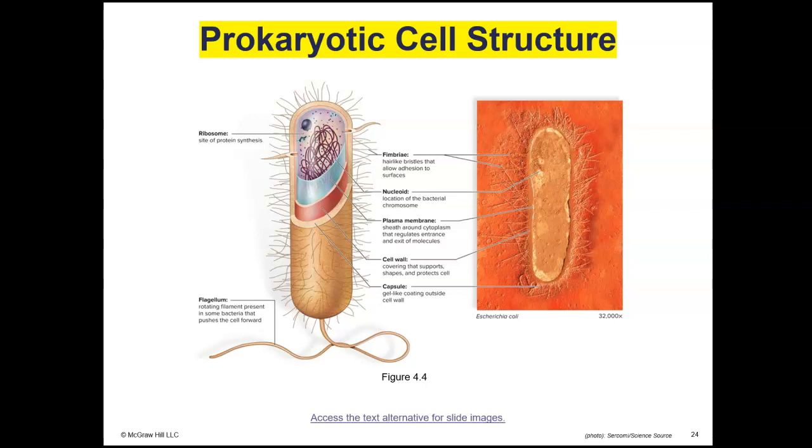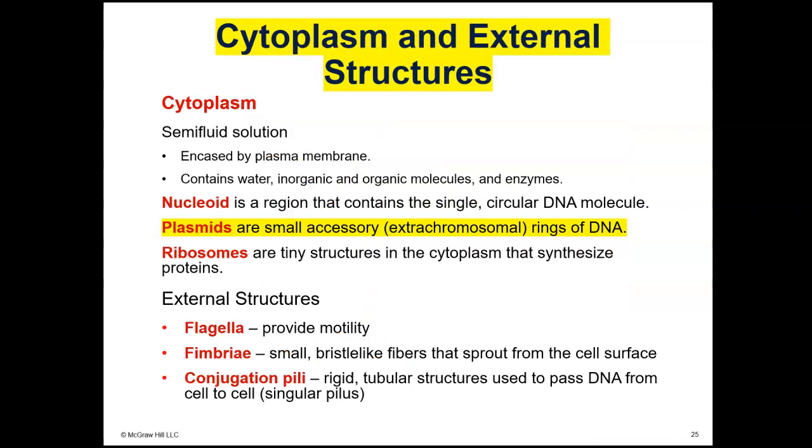But basically, prokaryotic cells aren't going to have a nucleus. They do have DNA, but it's not enclosed by a nucleus. And they're not going to have organelles like mitochondria and chloroplasts and the Golgi and the ER.